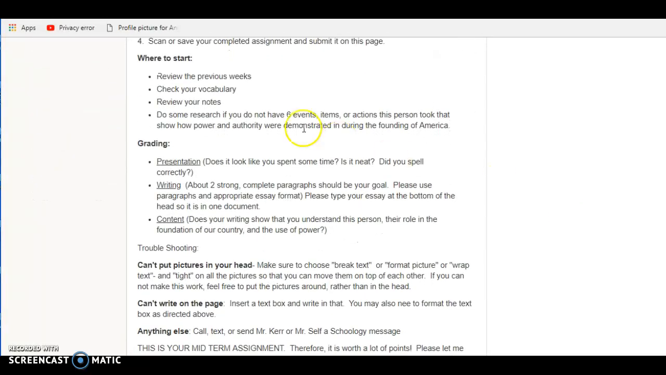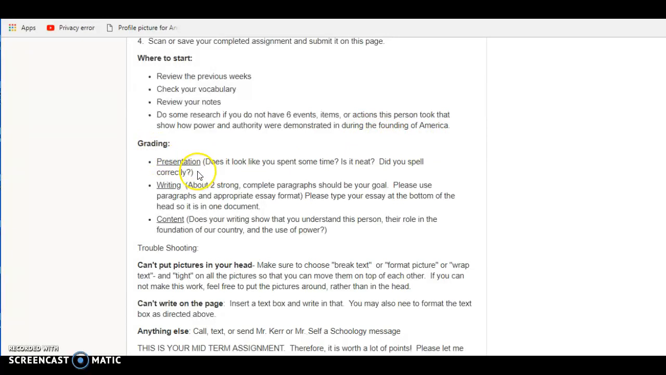Where to start? Review the previous weeks. Check your vocabulary. Review your notes. Do some research if you do not have 6 events, items, or actions this person took that show how power and authority were demonstrated during the founding of America.